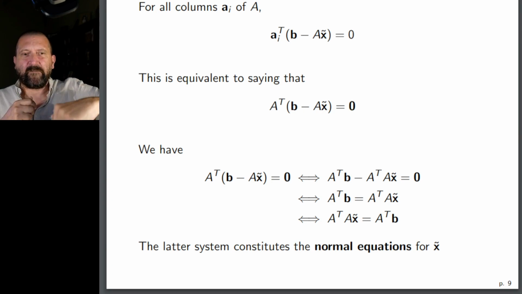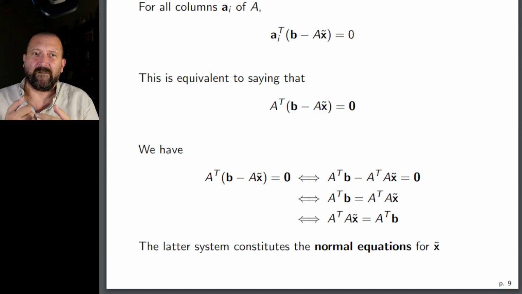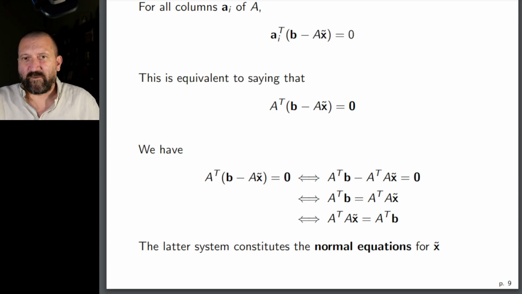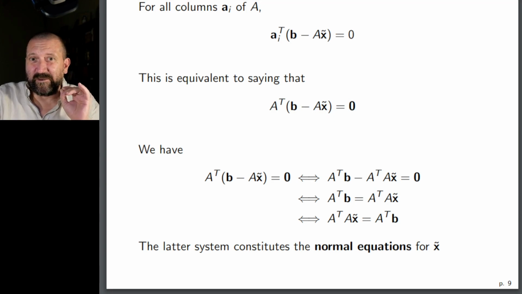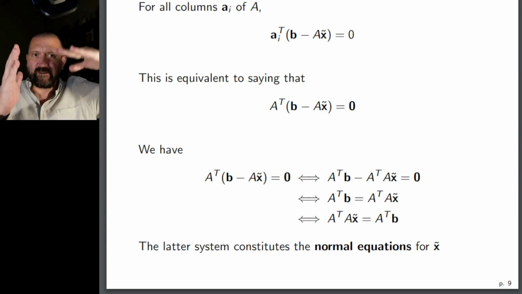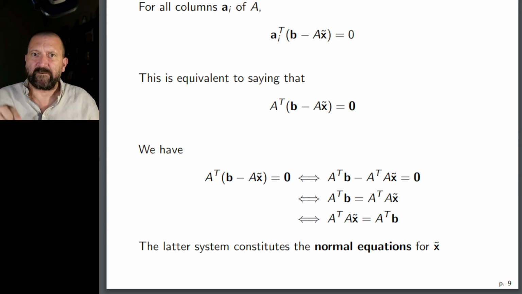Well, that's the same thing as transposing the matrix A. So when I write that this is true for all i, this is equivalent to saying that A transpose, this time the matrix A, times the vector B minus AX tilde is equal to, and now this is a vector because all the columns of A are giving me the same result, a vector of zeros there on the right.